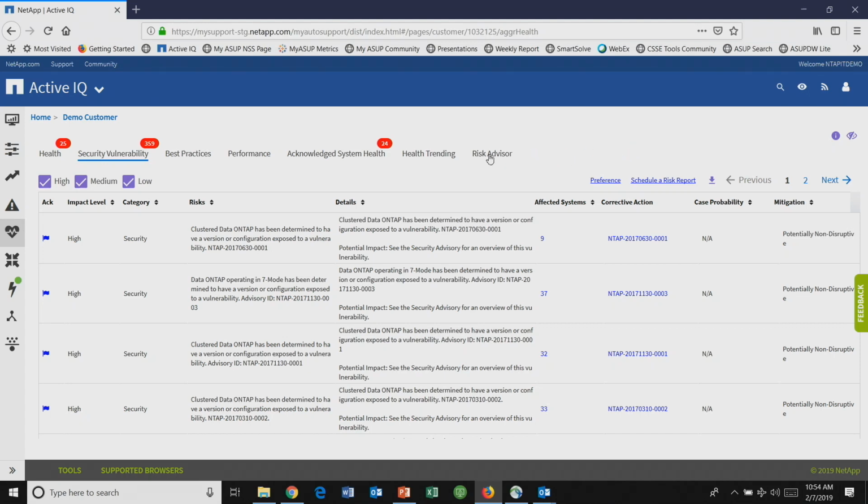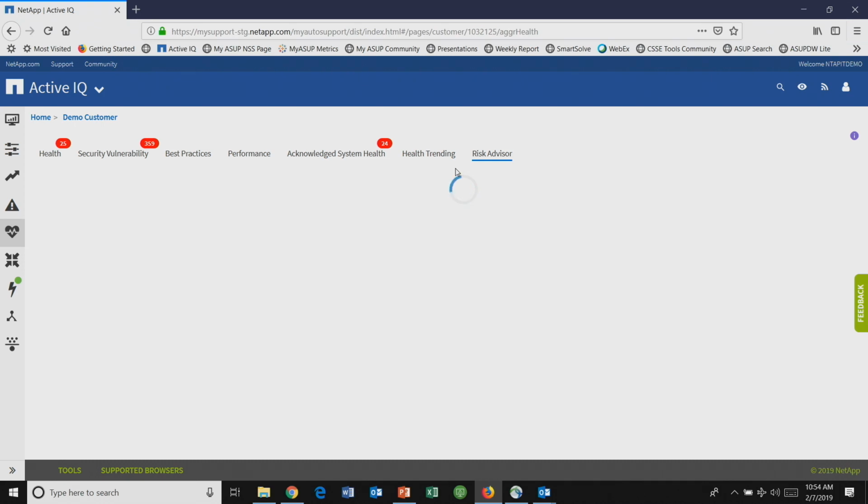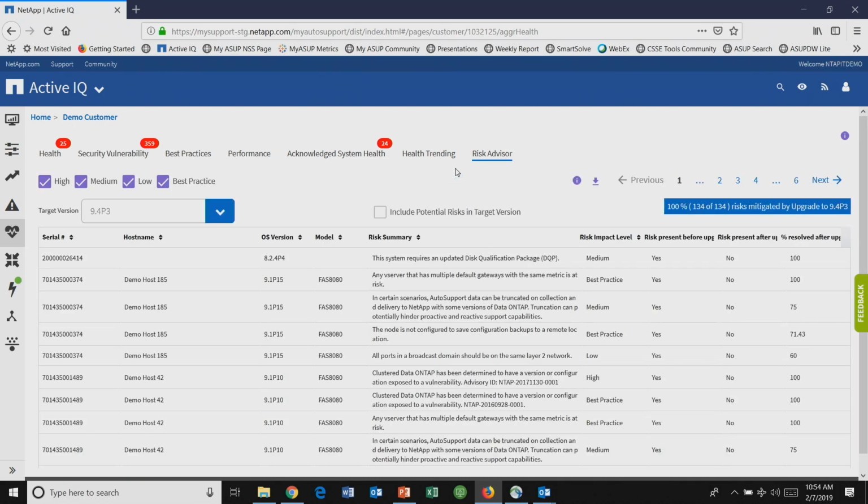And ActiveIQ happens to help him out a fair bit these days, in the sense that it has now introduced what we call the risk mitigation advisor. This is a really cool, what-if planning tool that allows Joey to select a target version of operating system and see how his operational risk level would change if he upgraded to this newer version of software.